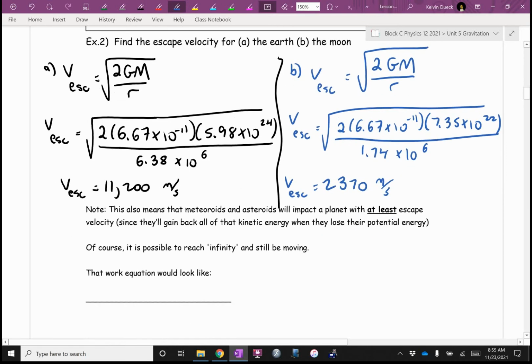This also means that meteoroids and asteroids will impact a planet with at least this escape velocity, because whatever they've left, they're going to gain back all of this kinetic energy as they lose all of that potential energy. And if they didn't start at speed 0, they'll have even more kinetic energy.